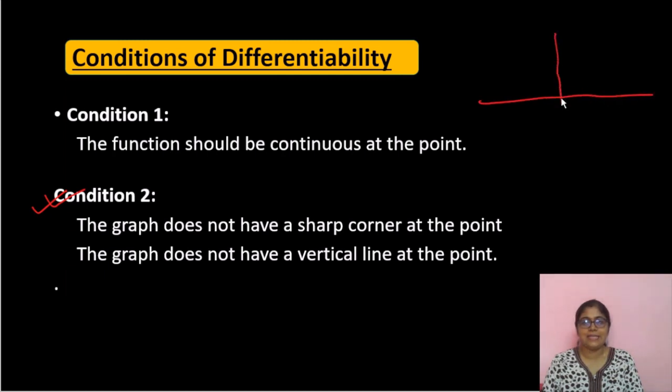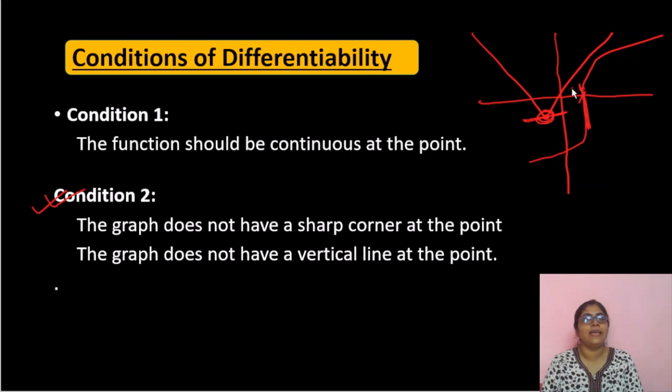You can take an example here. If the graph is like this, it is not continuous, so it is not differentiable at this point. Or the graph is like this, where a vertical line is there. So here also it is not differentiable.